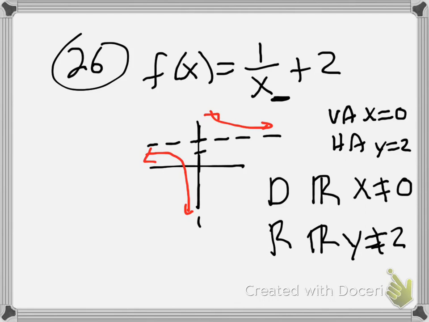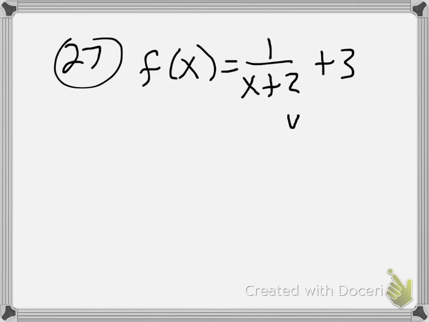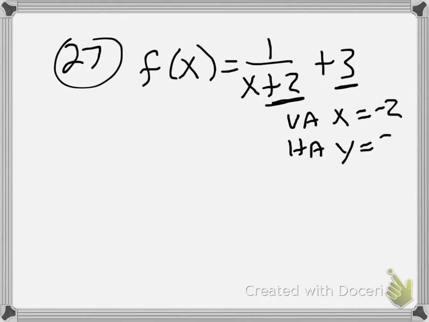Okay. Alright, question 27. Again, I need to list my vertical asymptote and horizontal asymptote. My vertical asymptote, again, goes with this number right here. We just changed the sign, so it's equal to -2. My horizontal asymptote deals with this one, so it's equal to 3.